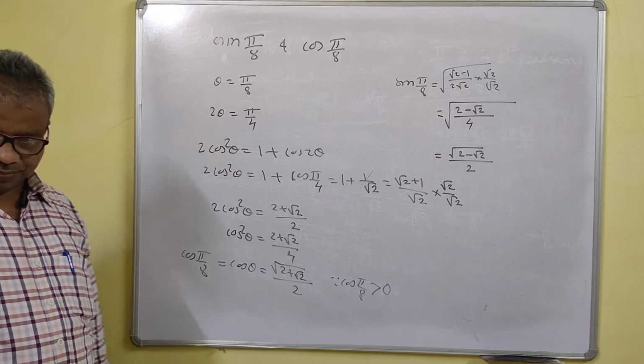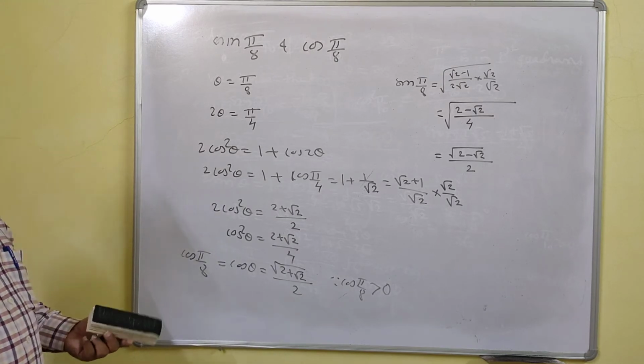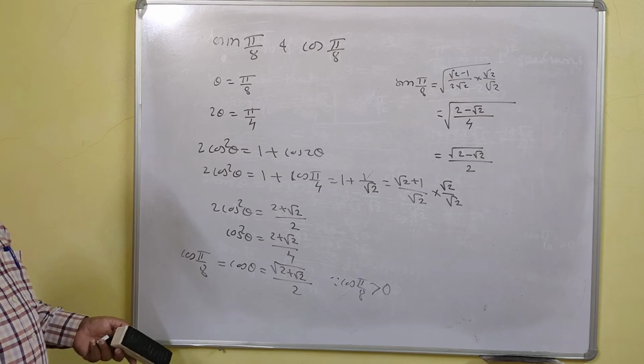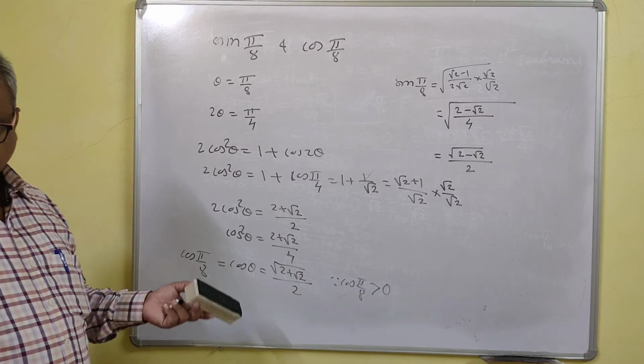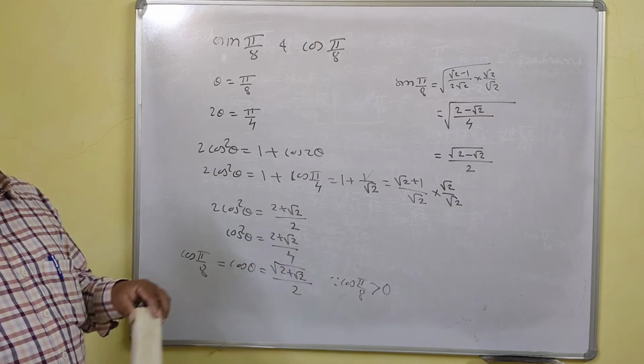So we are through, right? We get the value of sin pi by 8. We get the value of cos pi by 8. And yesterday in the last lecture we saw how to find the value of tan pi by 8 independently of sin and cos.